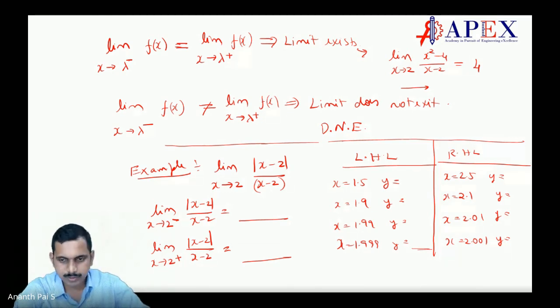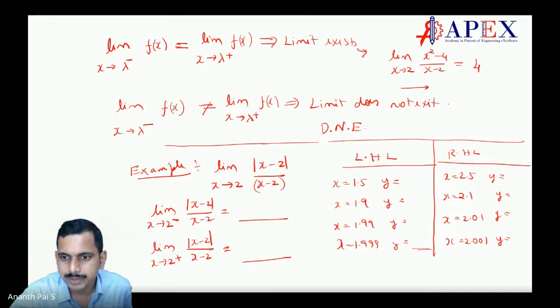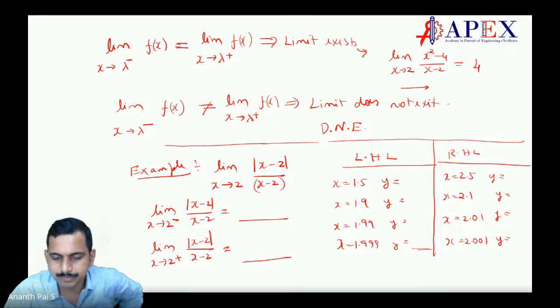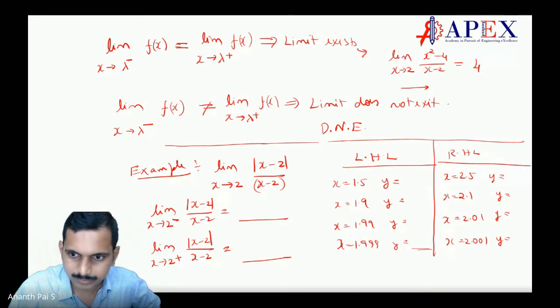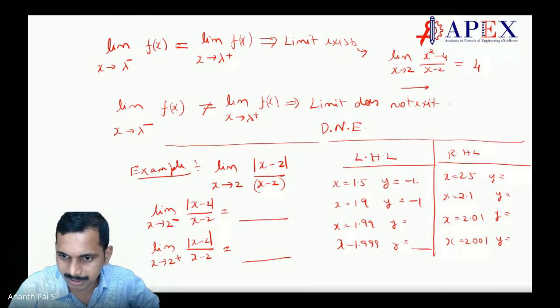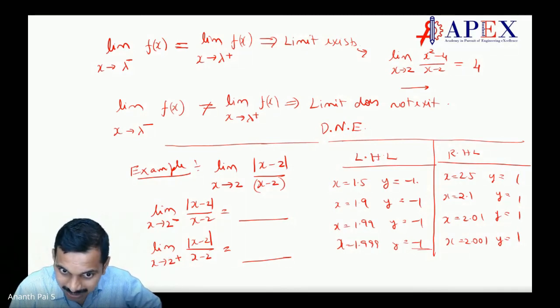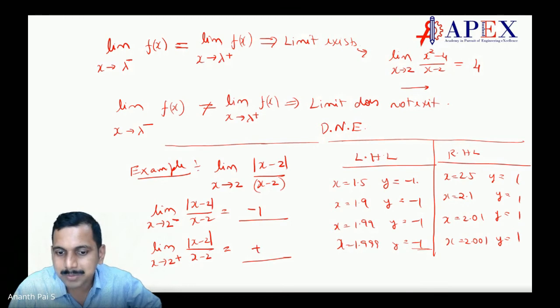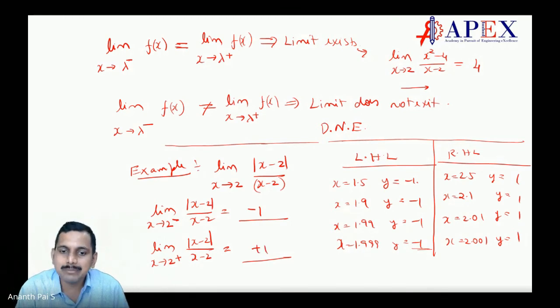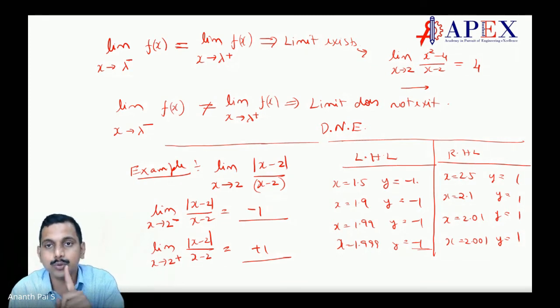Calculate that. What is the first one, students? Tell me, what does this come as? Minus 1. What is this? All are minus 1. Correct. What is this? 1. All are 1. Correct. Good. So as it approaches through this side, it becomes minus 1, and this side becomes plus 1. That means the left hand limit is not equal to the right hand limit. So the limit does not exist. Makes sense? At x equal to 2, the limit does not exist.